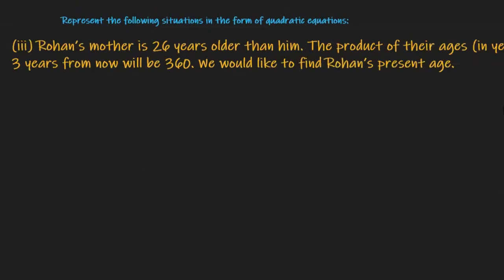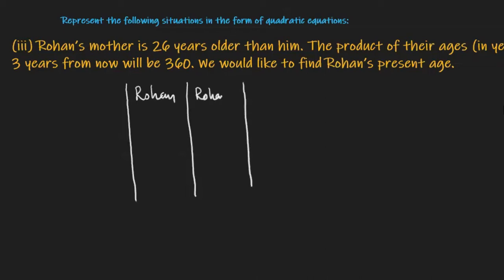Now let's look at the third situation. Rohan's mother is 26 years older than him. The product of their ages in years 3 years from now will be 360. We would like to find Rohan's present age. For this, let me draw a table like this: one column for Rohan, one more column for Rohan's mother, and one column for description.